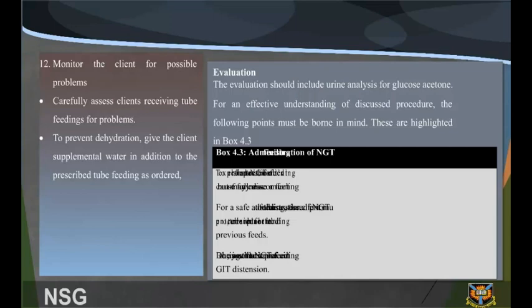For an effective understanding of the discussed procedure, the following points must be borne in mind. To enhance client cooperation, explain to the client that NGT feeding does not cause any discomfort but may cause a feeling of fullness. For a safe administration of NGT feeding, the client must be assessed prior to the procedure for the tube placement, residual feeding content, and tolerance to previous feeds. During the NGT feeding, we must prevent the instillation of air so as not to cause GIT distension.